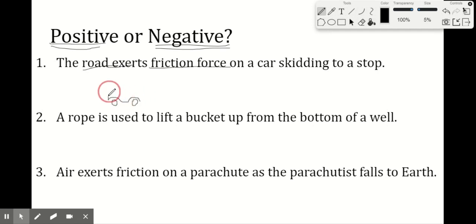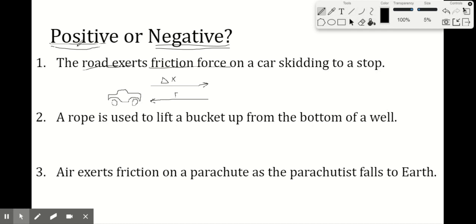So here's our car. All right, there's a car, and let's say that it's moving this way, so we know that our change in position is going to also be in that direction. Then we need to think about what direction the friction force is going to be. So think for a minute, what direction would the friction force be pointing, to the left or to the right? Since we're skidding to a stop and friction always resists motion, our force is going to be to the left. So now we see that our force and our change in position are pointing in opposite directions.